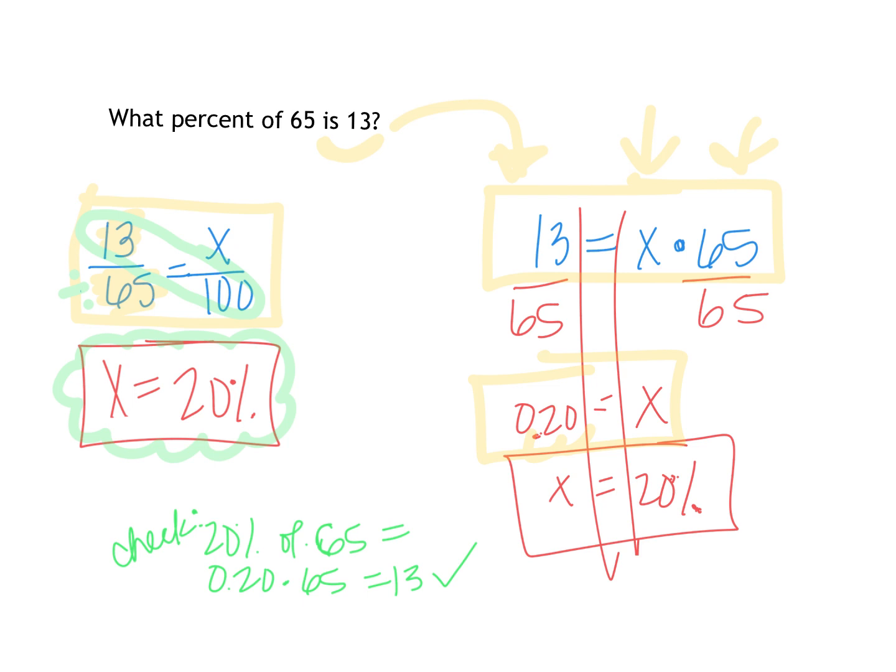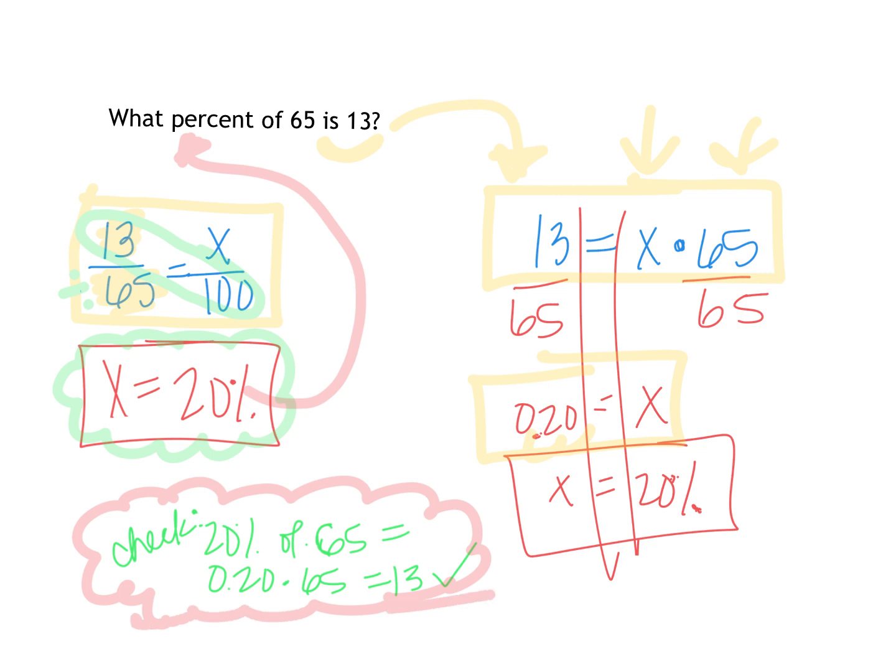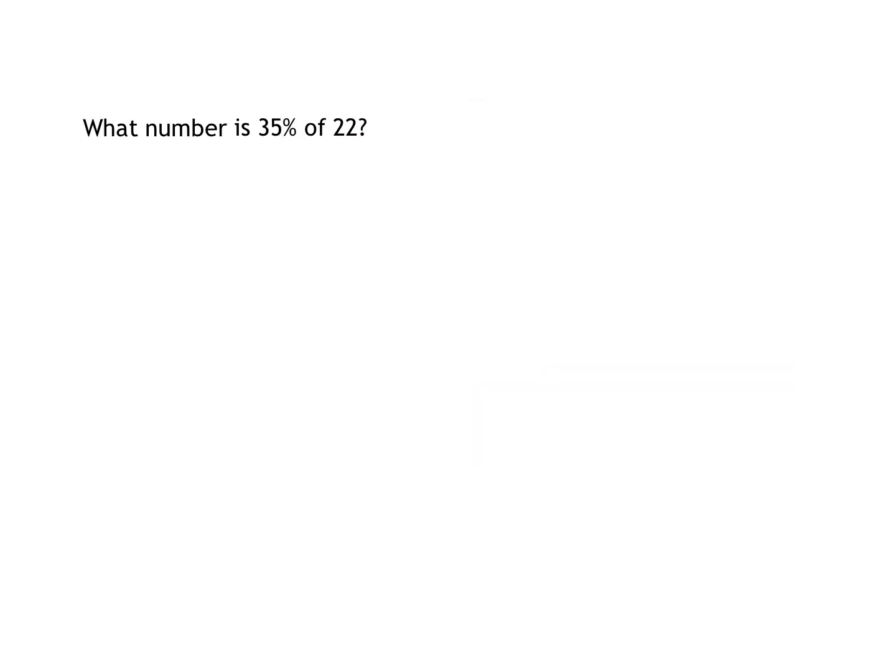And then lastly, I did a check. Since I got 20%, I checked that 20% of 65 equals 13, which is what it told me in the first place, and it did, so it works. Okay, here's your next problem. Do percent proportion or percent equation. Pause me, and then come back and check.